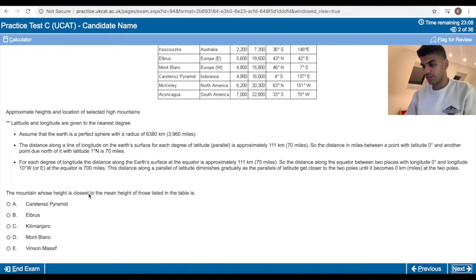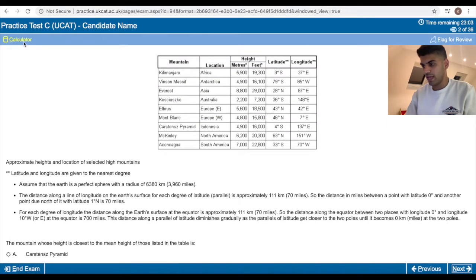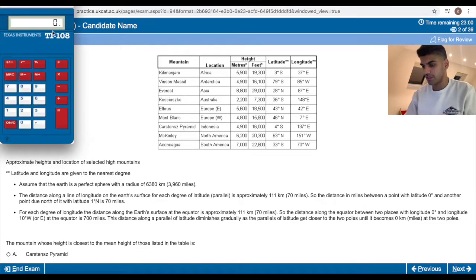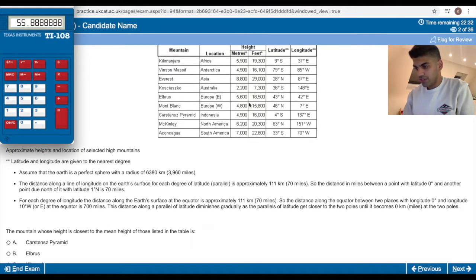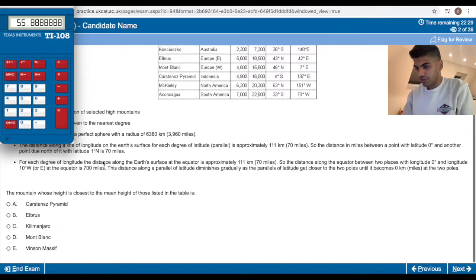Next: the mountain whose height is closest to the mean height of those listed in the table is. Here we want our calculator to work out the mean height. To work out the mean, we want to add up all the totals. I'm going to do a shortcut here: 59 plus 49 plus 88 plus 22 plus 56 plus 48 plus 49 plus 62 plus 70, divided by 9 mountains. That's 5,588. I just got rid of the zeros. So the closest is Elbrus.